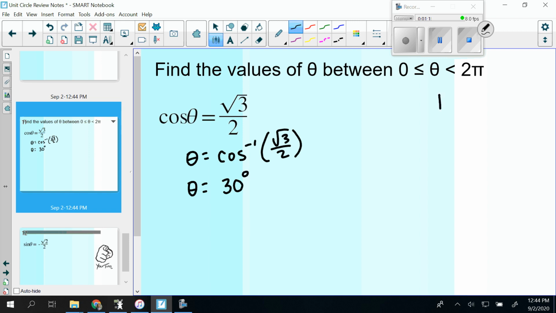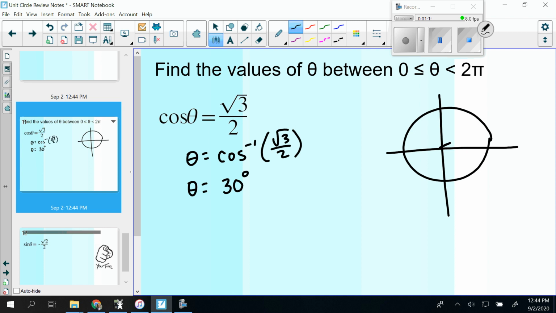Okay, so on the unit circle, where 30 degrees is, that location should give us one of our coordinates here should be square root of 3 over 2. Now, one thing you need to remember is which one is cosine going to give us? Is cosine our x value or our y value? Well, whenever you do an ordered pair on the unit circle, that's always your x value.